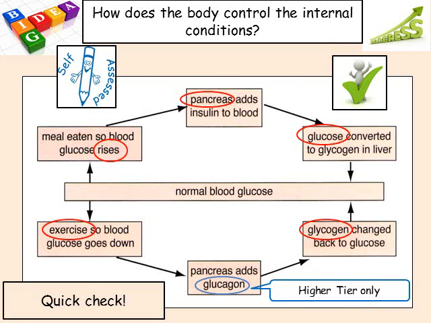This is the answers to the previous slide. Hopefully you are able to do that. If not, pause the video now and take a brief moment to write this down. Make sure you understand the difference between glycogen and glucagon. Glucagon is a hormone which breaks down glycogen in the liver and converts it into glucose, ready for use after exercise to help prevent anaerobic respiration.